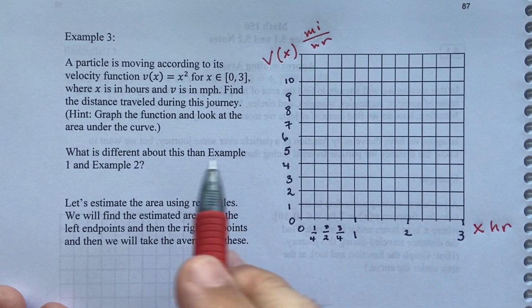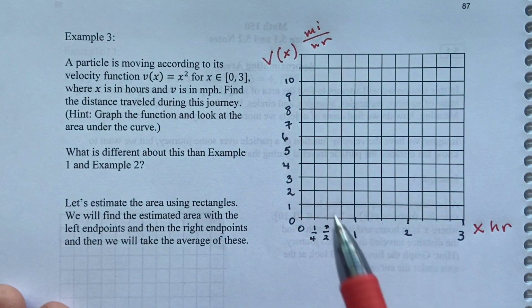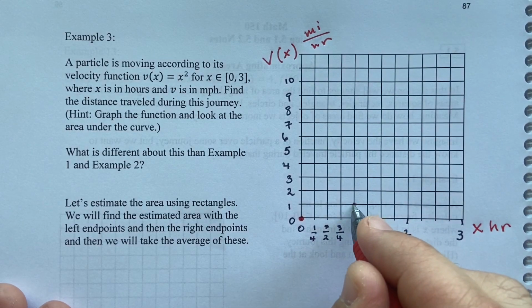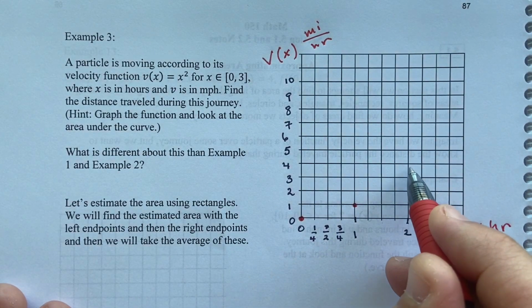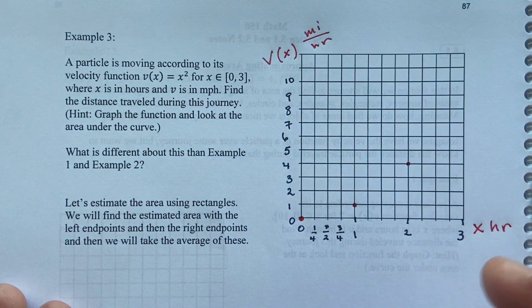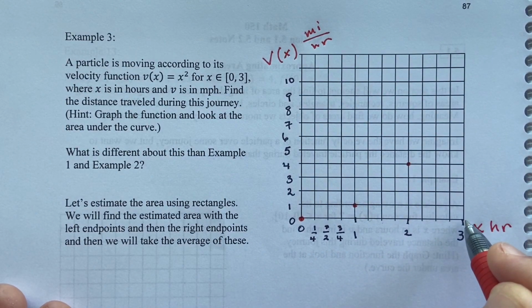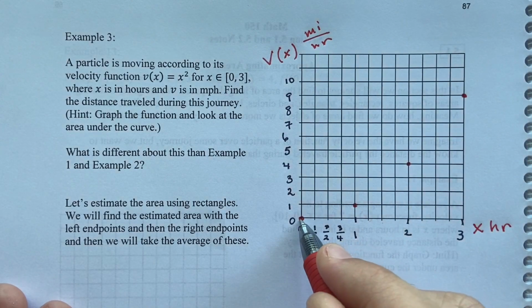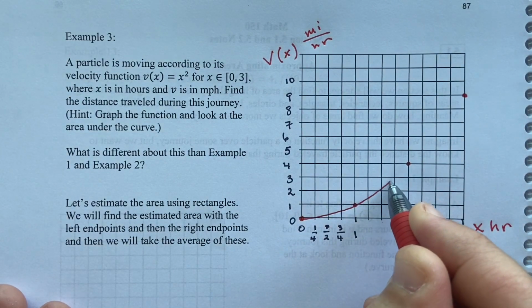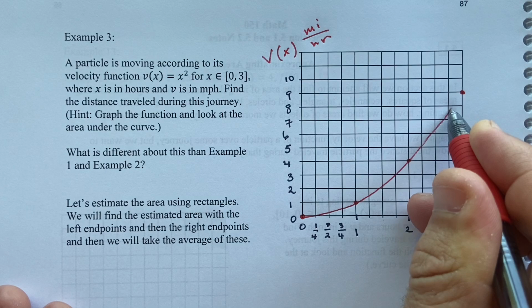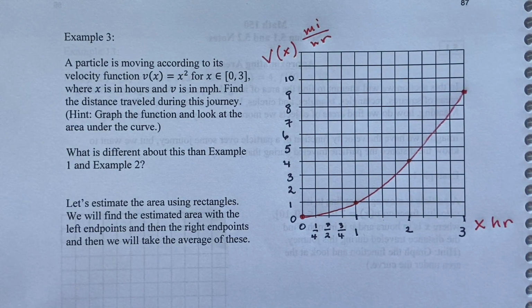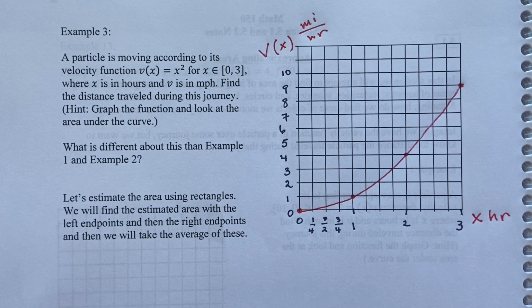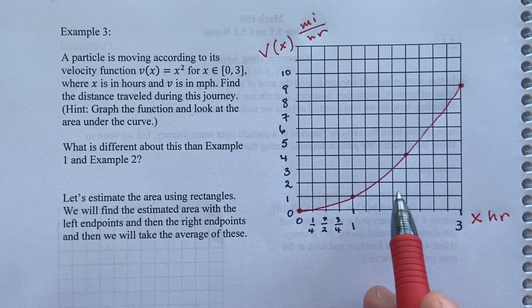So for the graph, 0, 0 would be on the graph. 1, 1 would be on the graph. 2, 4 would be on there because we have x squared. 3 squared would be 9. And then I'll draw this curve the best I can. Okay, so what we're tasked to do now is to find the exact area under this curve.